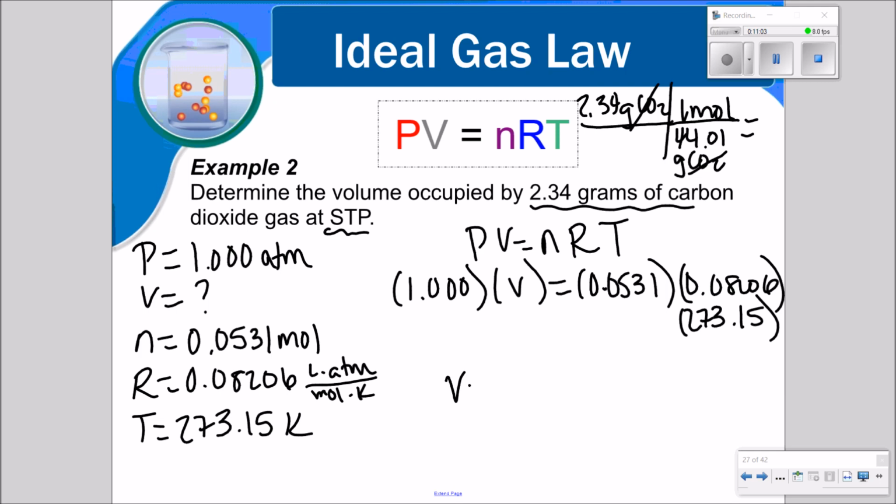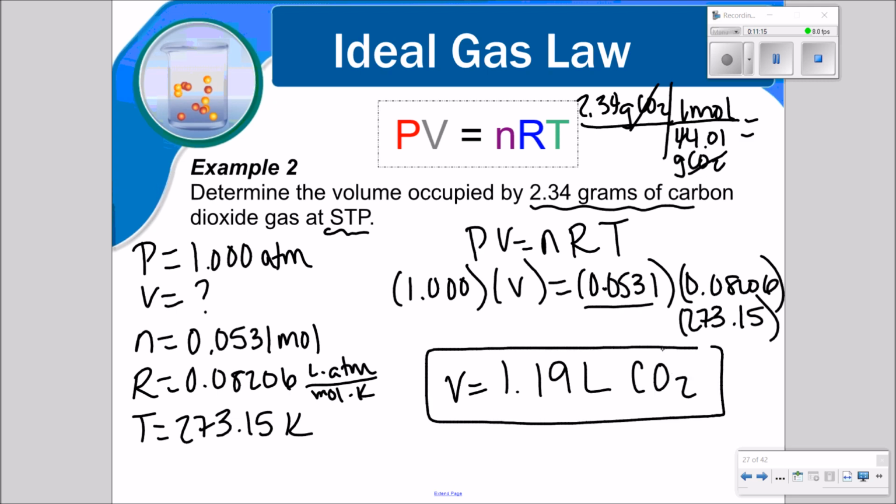Rearrange, solve for my volume. And I have to have 3 significant digits because this is 3 significant digits. And I get 1.19 liters of carbon dioxide gas. And that's all there is to it. Go ahead and rewatch, make sure you take good notes, and come to class with questions.